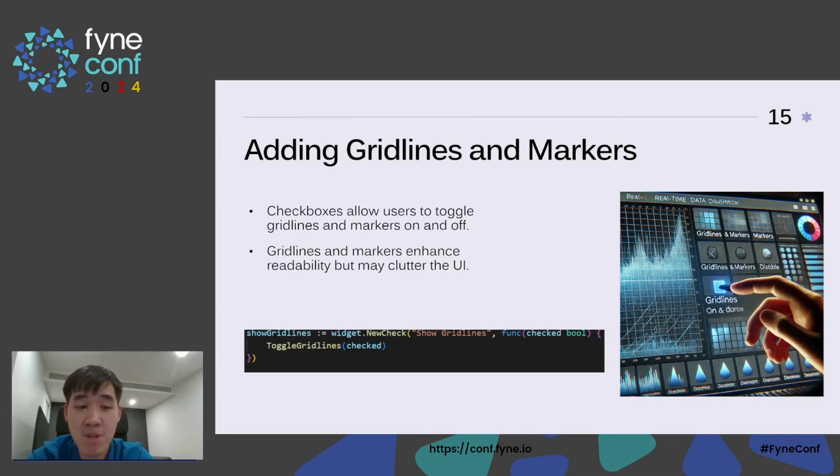So we can add them in through another widget and have it as a new check, and have a function called toggle grid lines, which toggles the grid lines on and off, and similarly for markers. So it's a great way of providing customizability to the user, which oftentimes is a big thing because we need to make sure that they are satisfied with how it looks and that it doesn't clutter the UI.